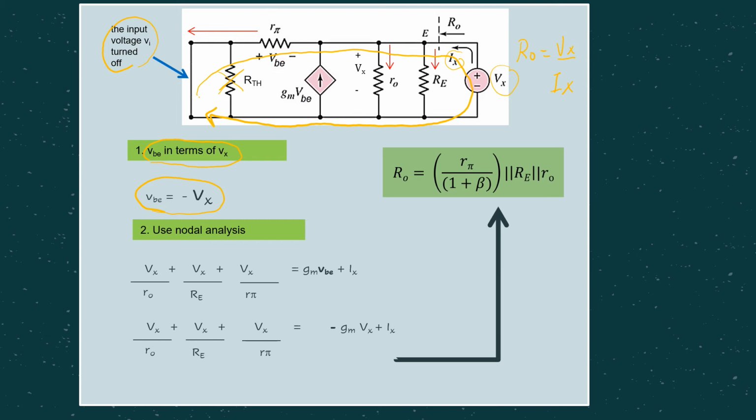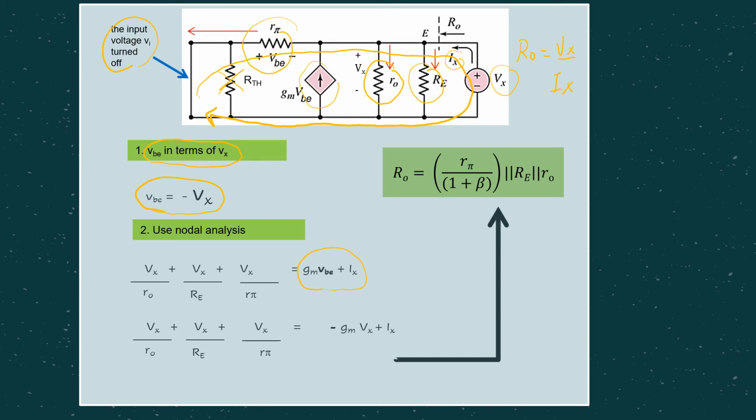Then you can use nodal analysis, where you can see that at this particular node, we have the current Vx over R0, this current, and we have the current Vx over Re, this current, and we have Vx over r pi, which is equivalent to gm VBE, because this is in the opposite direction, right?